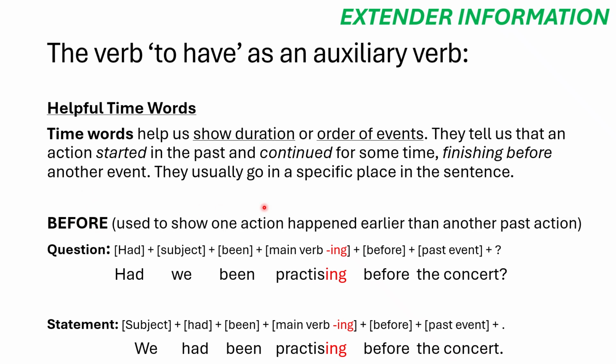Before is used to show one action happened earlier than another past action. Before emphasizes an event happening earlier than another event. In a question, had plus subject plus been plus main verb plus before plus past event. Had we been practicing before the concert?